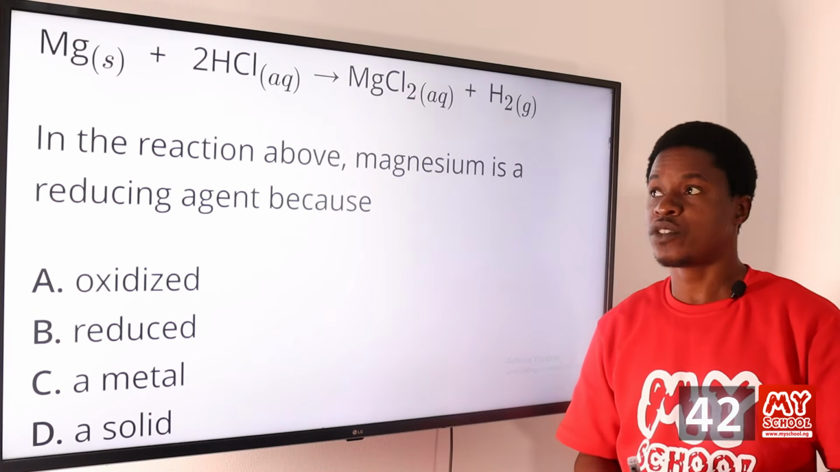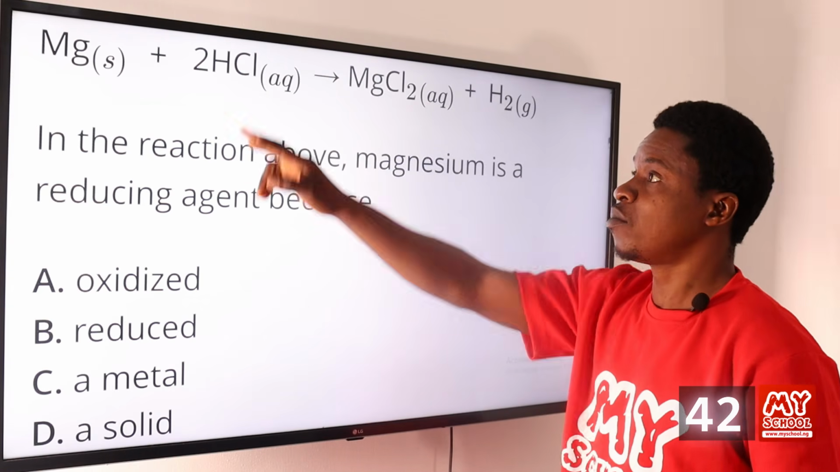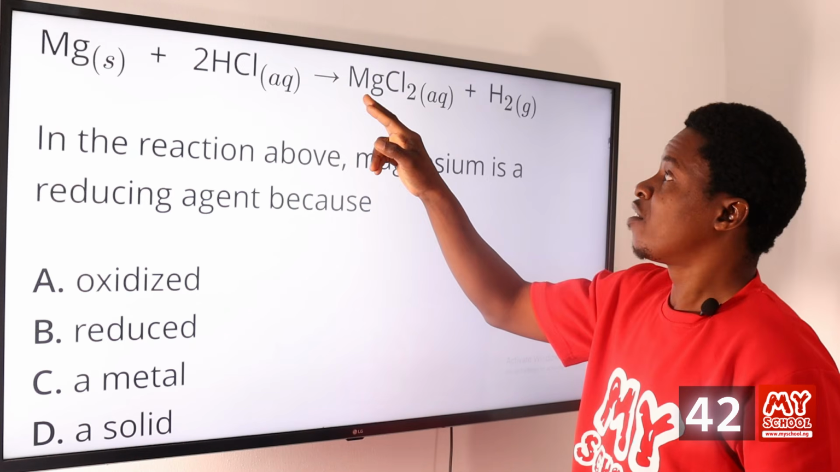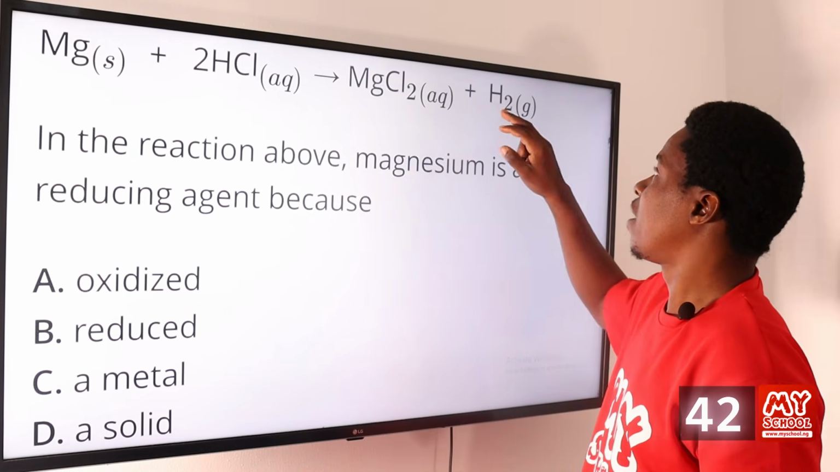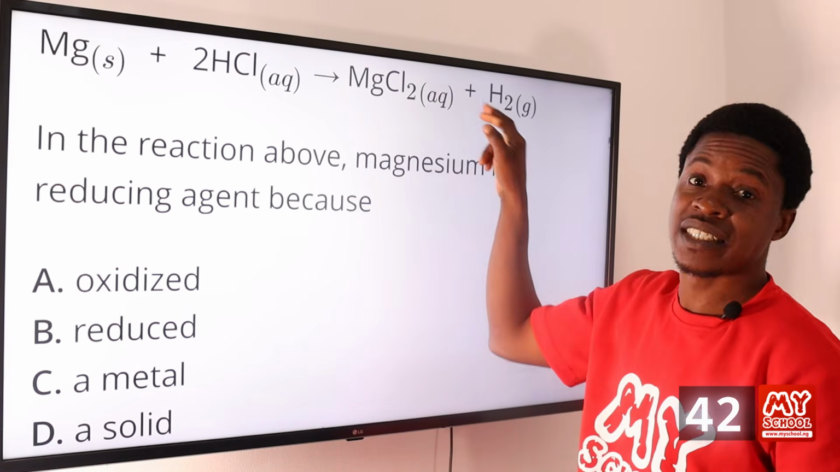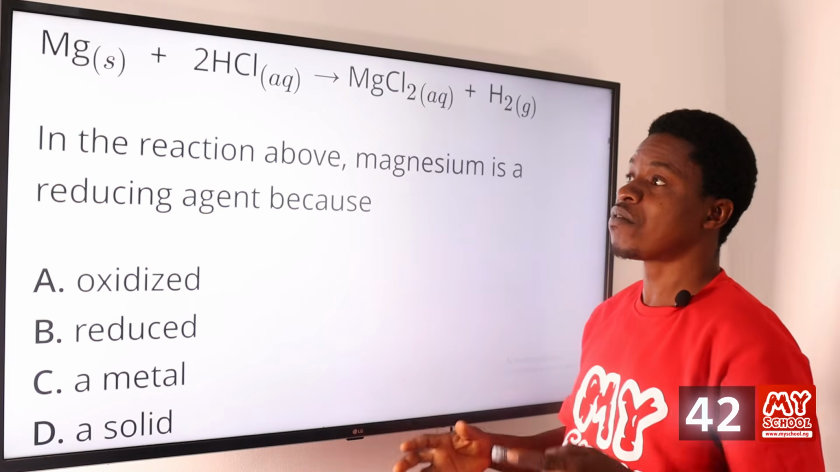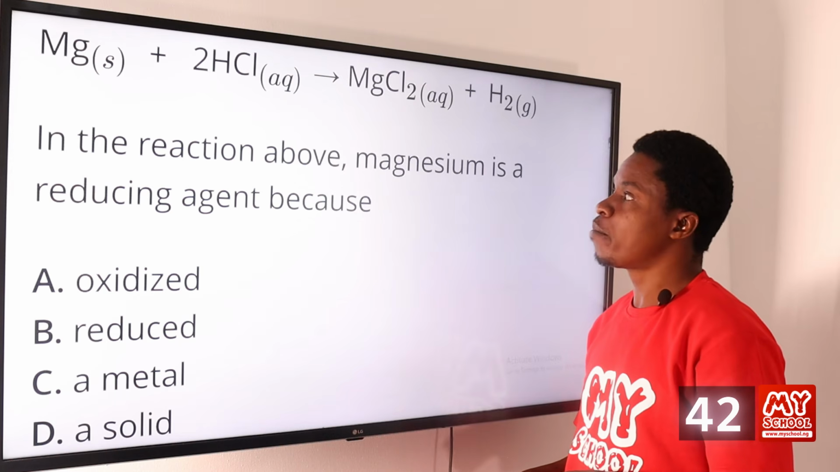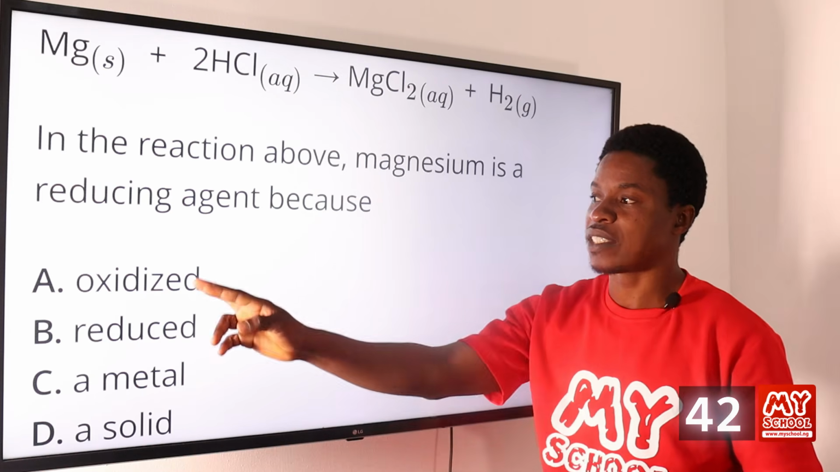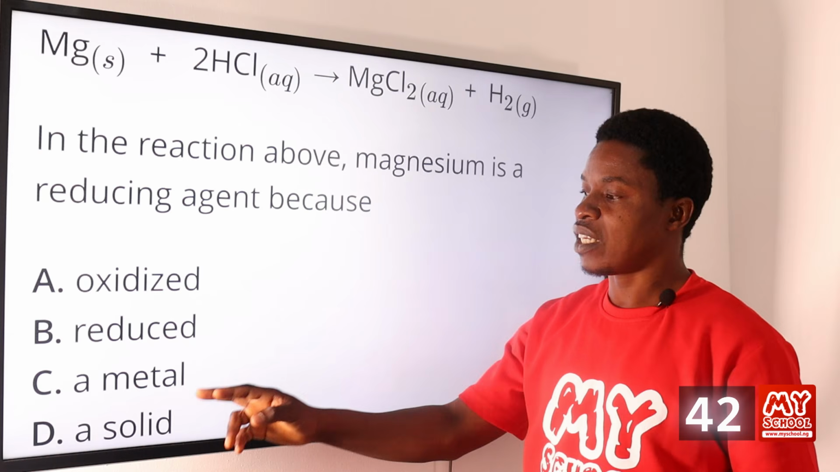Now on to question number 42. We have a chemical reaction here: magnesium metal reacting with 2 moles of hydrochloric acid to give us magnesium chloride and hydrogen gas. Of course, when a metal reacts with an acid, hydrogen gas is liberated. That is one of the chemical properties of acids. In the reaction above, magnesium is a reducing agent because of what? Option A says oxidized, option B says reduced, option C says a metal, option D says a solid.